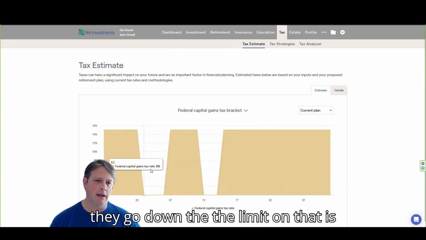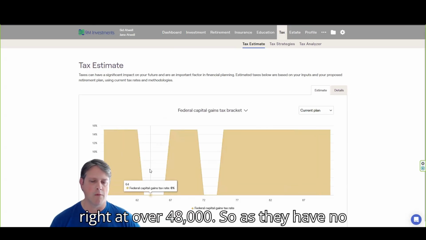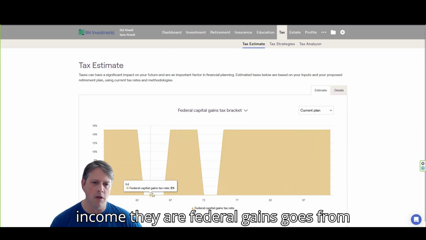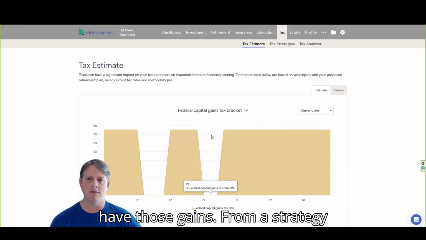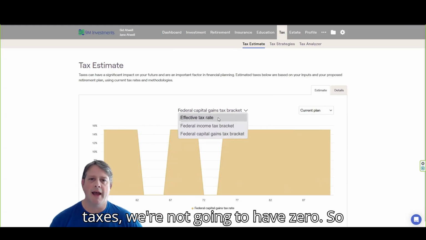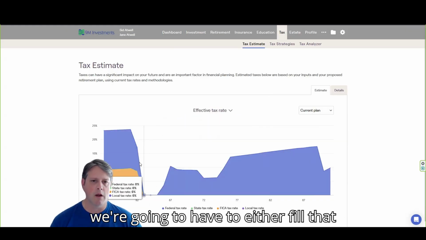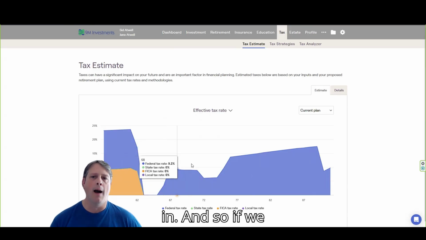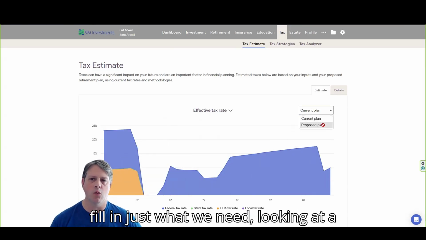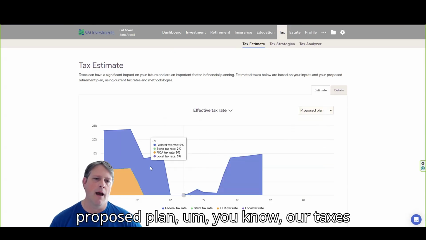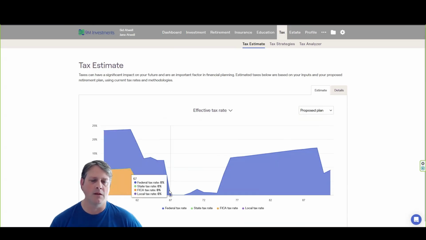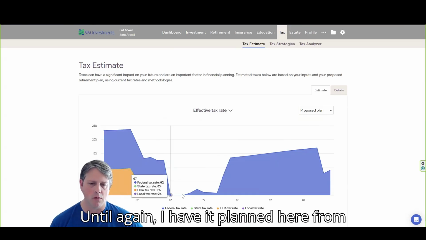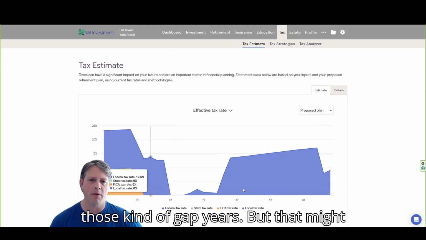Capital gains, again, as they go down, the limit on that is right at over 48,000. So as they have no income, their federal gains goes from 15 to 0. And again, as they kind of have those gains, from a strategy standpoint, obviously, when it comes to taxes, we're not going to have zero. So we're going to have to either fill that in. And so if we fill in just what we need, looking at a proposed plan, our taxes don't really start to go away until, again, I have it planned here from Social Security that we filled in those kind of gap years.